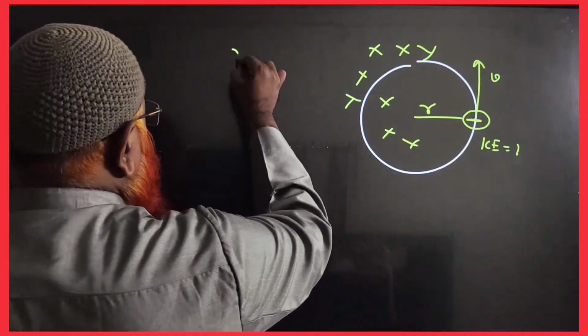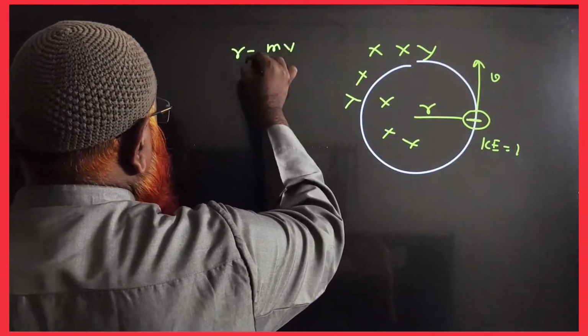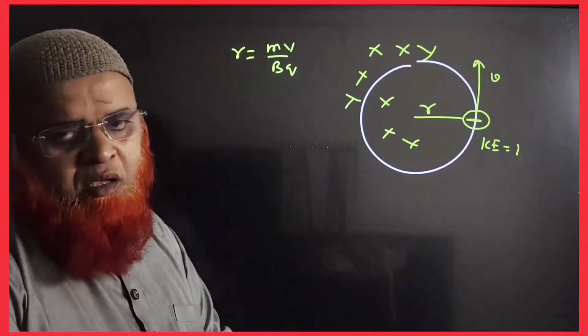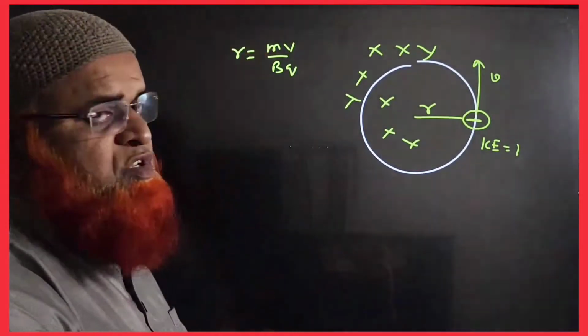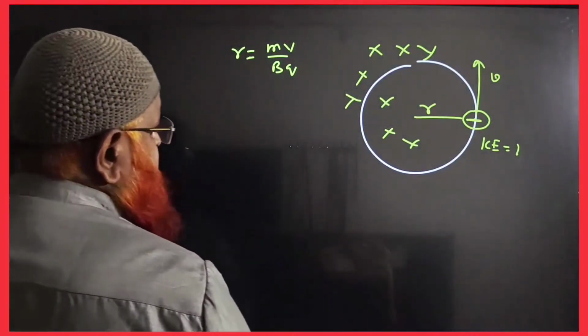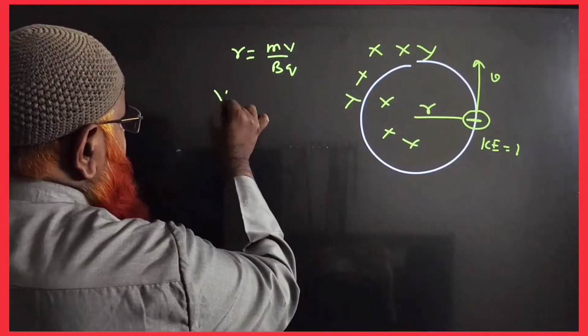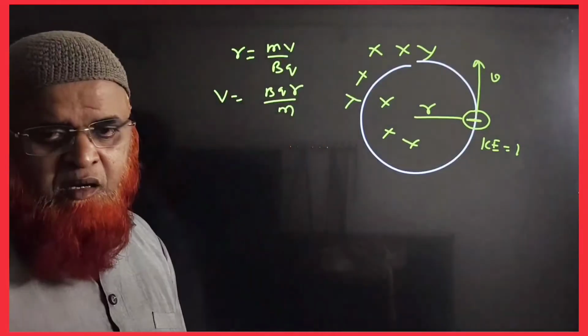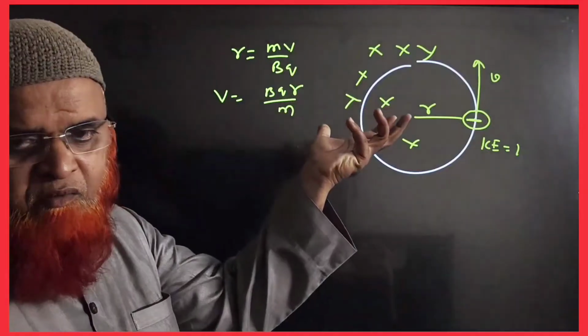So just now we got R is equal to mv by bq. All formulas are coming from this formula only, if you notice correctly. So what I am going to do now, the next thing, is take v, which can be written as bqr by m. Alright, I am just finding the velocity here.